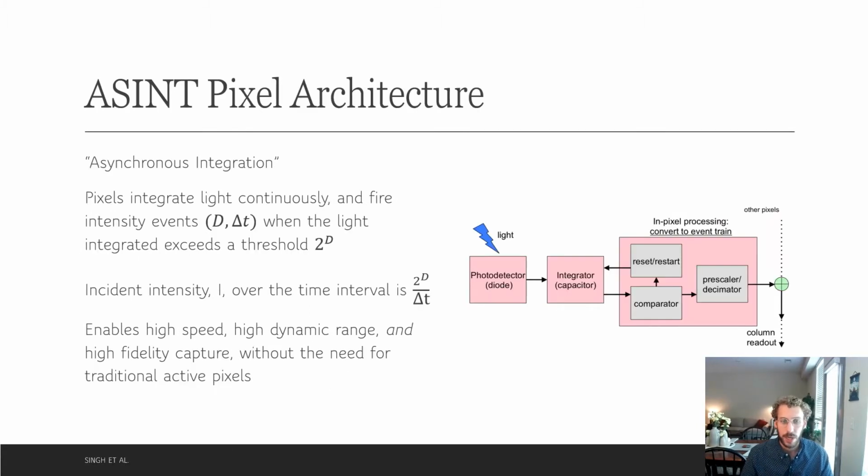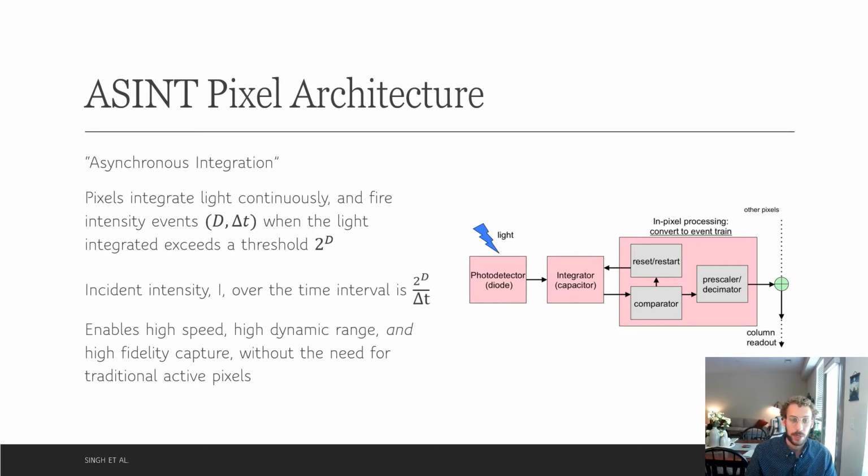Now we argue that in order to have true high visual fidelity, the values coming from asynchronous pixels actually need to include information about the intensity across that pixel directly. So they need to directly measure intensity. And so we have previously proposed this asynchronous integration pixel, otherwise known as ASINT, where the pixels actually integrate light continuously, and the events that they fire out are not polarity change events, but rather they are firing events when the light that the pixel has integrated exceeds a threshold 2 to the d. It will output an event with d and delta t. And so then we can get the incident intensity directly from that value. So it's just 2 to the d over delta t.